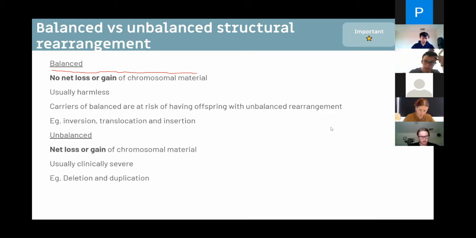Again, we said balanced is no net loss or gain. It includes inversion, translocation, insertion. However, the carriers are at risk of an unbalanced rearrangement, which is important in Down syndrome. Or unbalanced is net loss or gain. Okay, unbalanced, clinically severe, net loss or gain. Balanced, no net loss or gain, usually harmless, may be harmful in the offspring.